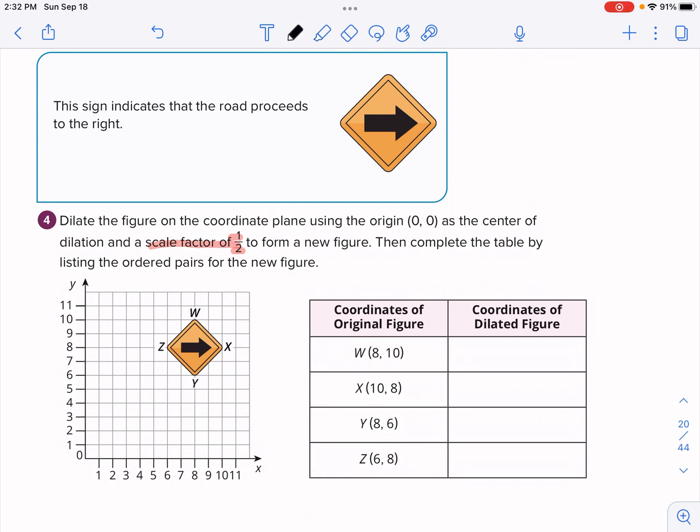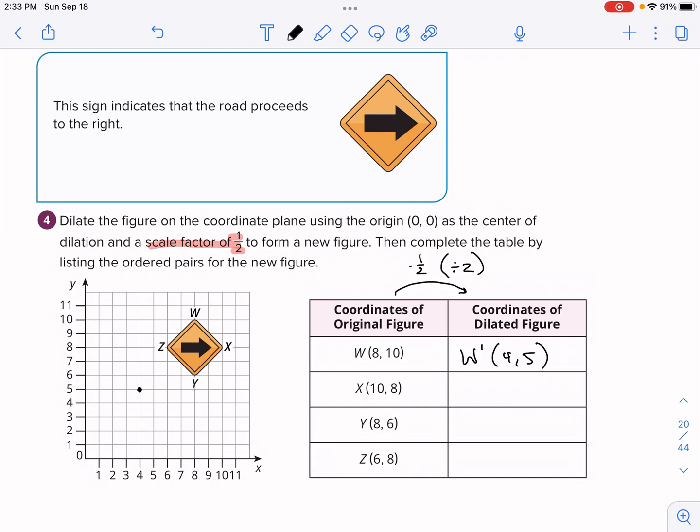So we can look at the figure itself, but we're gonna use the coordinates here. We're gonna say everything is technically multiplied by a half, but we know this to mean divide by 2. Multiplying by a half is the same thing as dividing by 2. So let's figure out all the image points. So W prime, divide 8, 10 by 2. This is 4, 5. 4 to the right, 5 up.